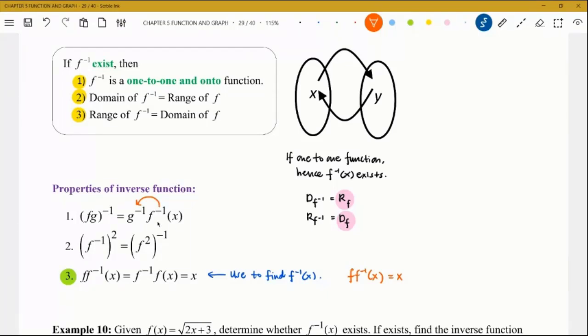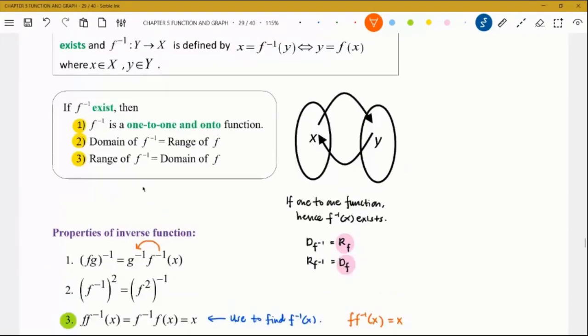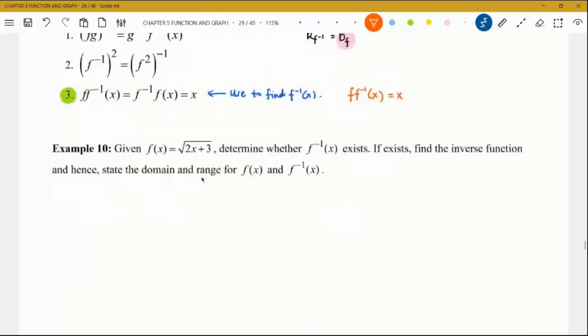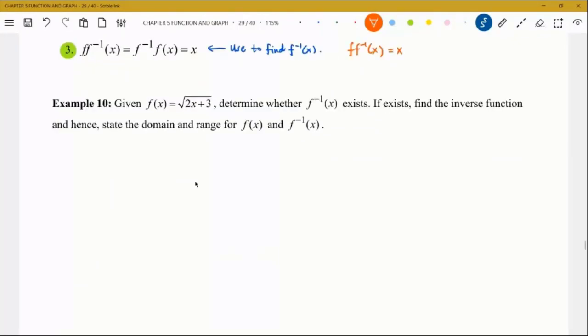Okay, so kalau kita pakai method ini, dalam exam tak ada masalah. Should be no problem. Okay, alright, so we go through for the example 10 to apply from finding one-to-one function and then finding the f inverse function. So we go through for this one, which is we have the function of square root 2x plus 3. So first part we have to determine whether f inverse exists.